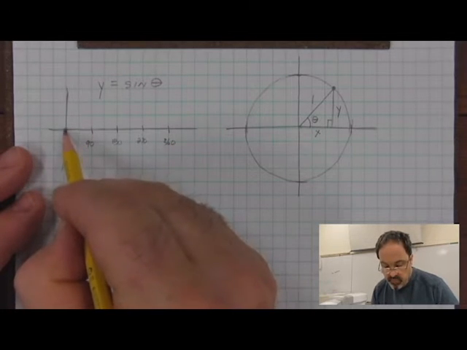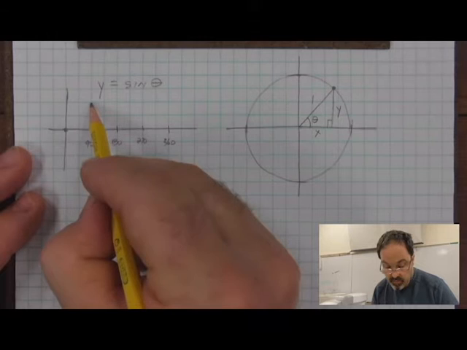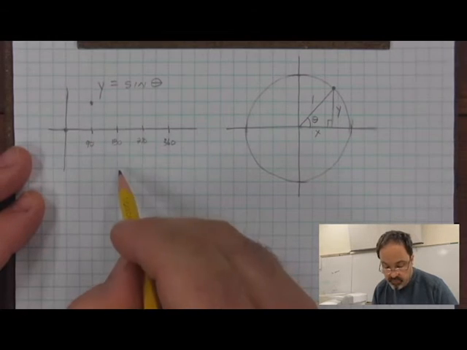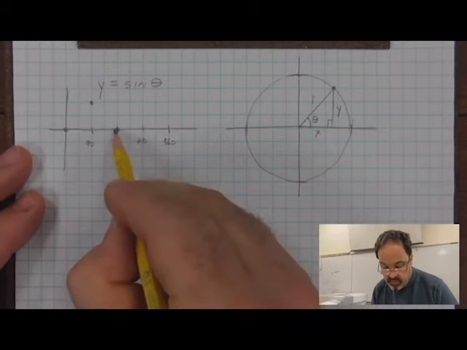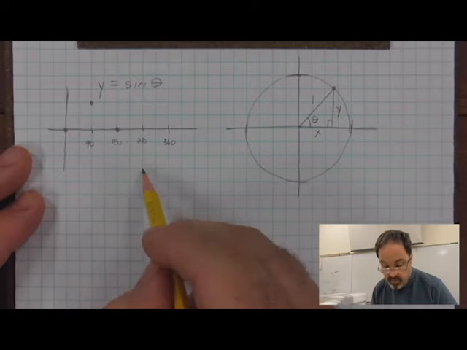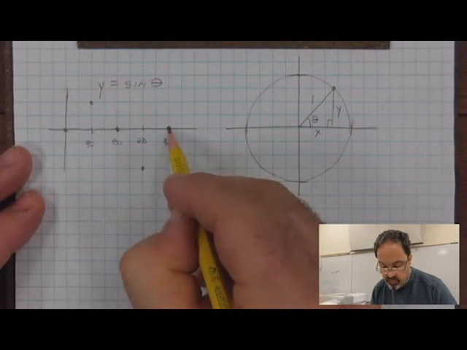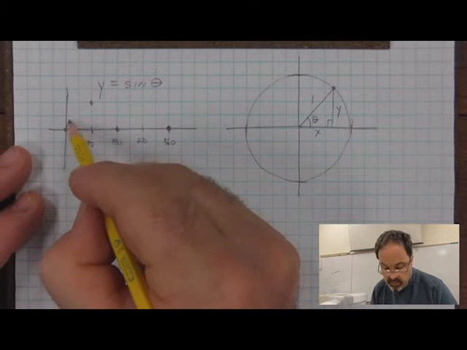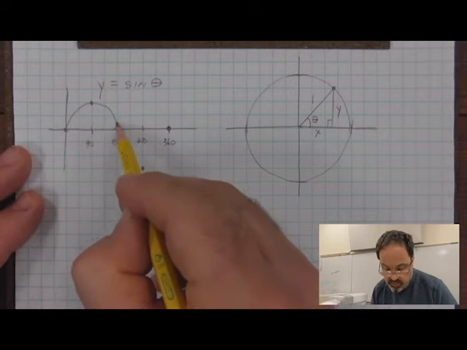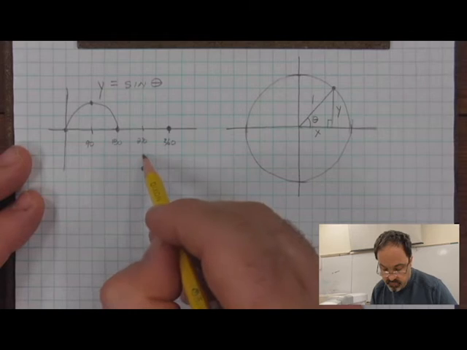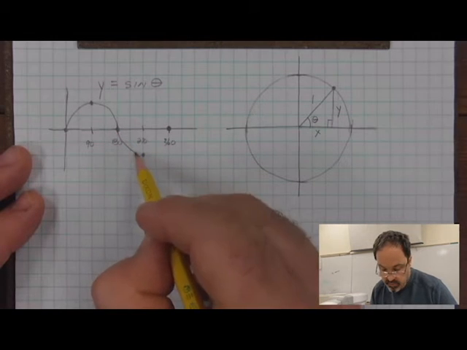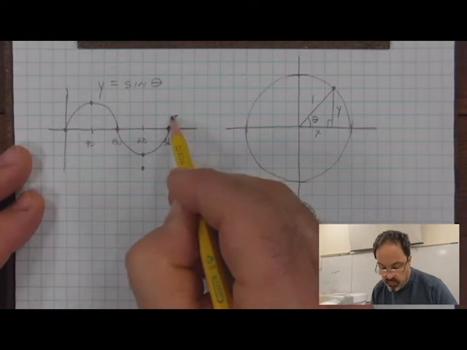we know that the point starts at 0, reaches a maximum at 90 degrees, intersects the horizontal axis at 180, a minimum at 270, and then completes the circle at 360. And the curve that connects those important points is a sinusoidal curve, the graph of sine.